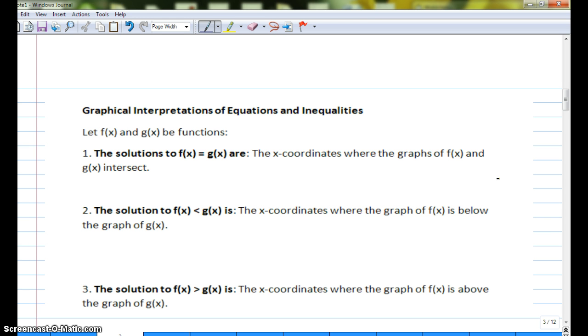And this doesn't have to be for lines. It can be for any function. So if f of x and g of x are functions, then the solutions to where they're equal are the x-coordinates where they intersect. Okay, so just the x values where they intersect. Then if we want to know where is f of x less than g of x, that's going to be the x-coordinates where the graph of f of x is below the graph of g of x. And if we want to know where f of x is greater than g of x, that's going to be the x-coordinates where the graph of f of x is above the graph of g of x.